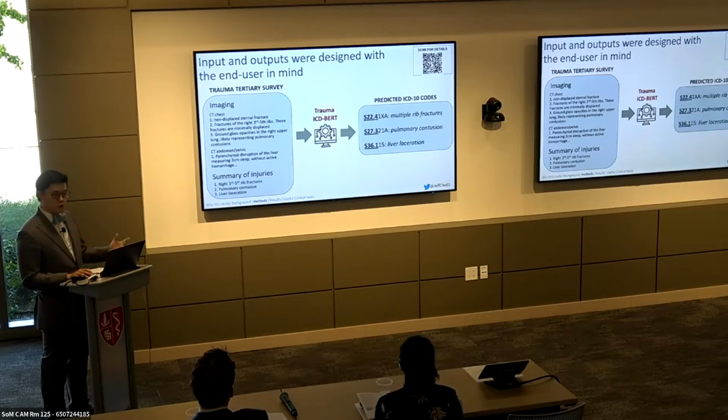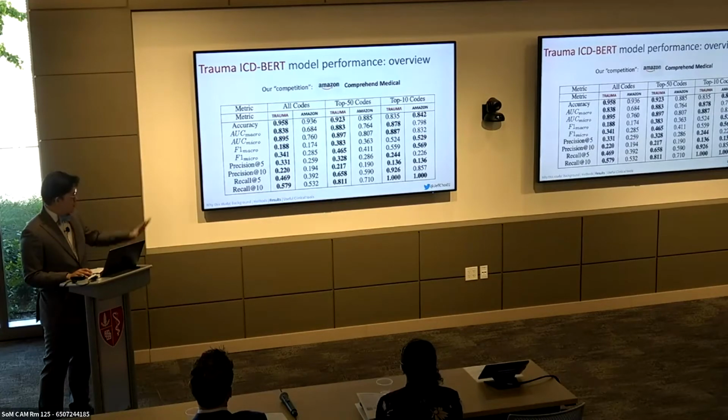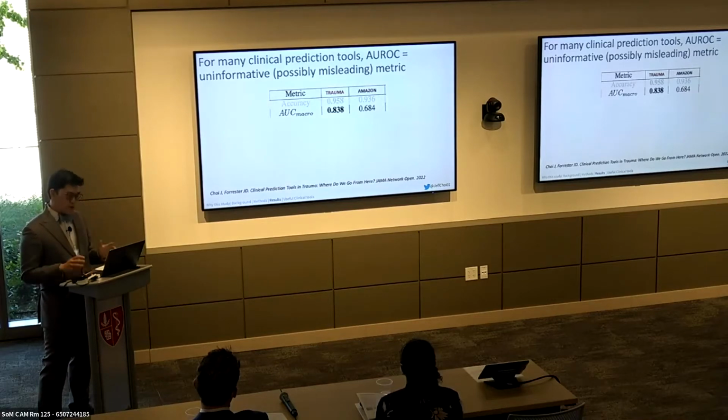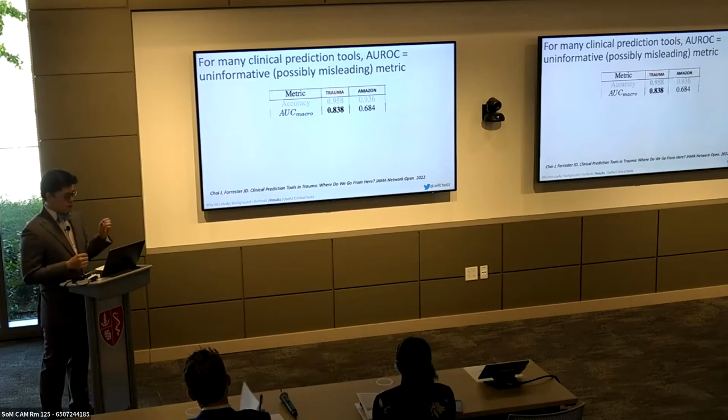So let's look at how our model performed. We compared our model against the performance of an existing industry standard from Amazon. And the takeaway from this slide, lots of numbers here, is that Trauma ICD-BERT outperformed Amazon's model across nearly all metrics. But now let's look at these numbers in depth a little bit. Let's start with area under the curve, AUC. So this is probably one of the most commonly reported performance metrics in prediction tool literature today, but we have to be very careful when we interpret AUC.